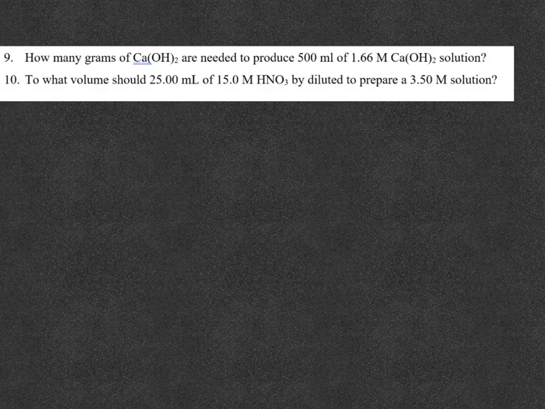Question 9 is something that I need to do all the time if I need to make a particular solution from a solid. So how many grams of calcium hydroxide are needed to produce a solution of 1.66 molar and a volume of 500 milliliters? Well, I know my molarity, that's 1.66. I don't know my moles, but I do know my volume. Put that into liters by dividing by 1,000. So now I can determine my moles of calcium hydroxide, and I get 0.83 moles.